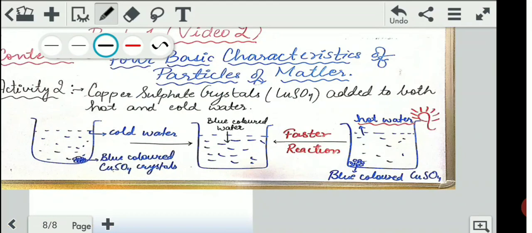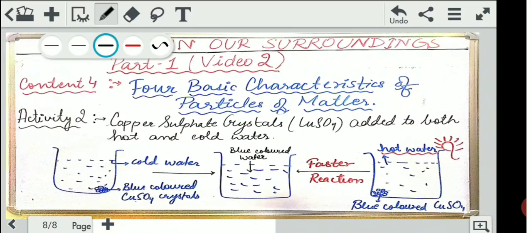The second activity we will study is copper sulfate crystals. Copper sulfate is a chemical, and these are blue colored crystals. We symbolize copper sulfate as CuSO4. Please remember one or two chemical names for now. I will be taking up another video on chemical names, so please understand it for now. Copper sulfate crystals, CuSO4, are blue colored crystals.